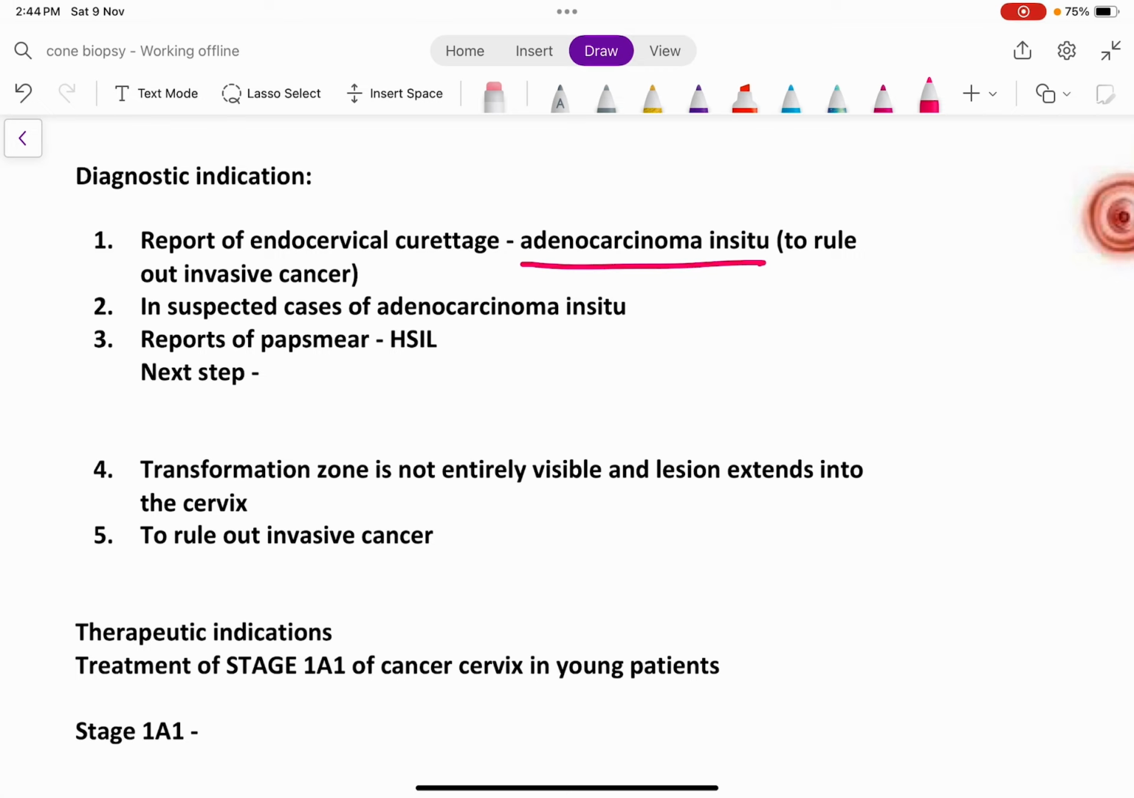And if there is any suspicion of adenocarcinoma in situ, in those cases also you have to perform this cone biopsy. And if the report of the pap smear comes as high-grade squamous intraepithelial lesion, what is going to be the next step? Since it is a high-grade squamous intraepithelial lesion, you have to proceed with the cone biopsy or the conization.